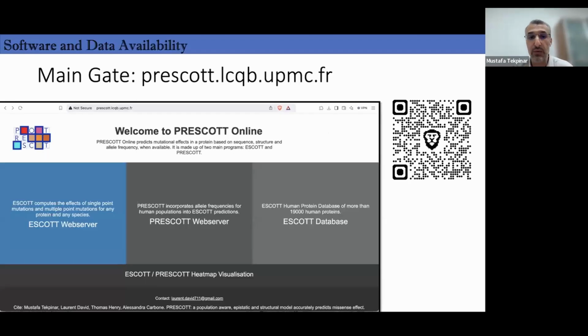Before finishing, I would like to introduce our webpage. You can access the webpage with the QR code here. It has three parts. On the left-hand side, the PRESCOTT web server. In the middle, you can see the PRESCOTT web server, and on the right-hand side, you can see the PRESCOTT database, a database of, let's say, 19,000 human proteins.